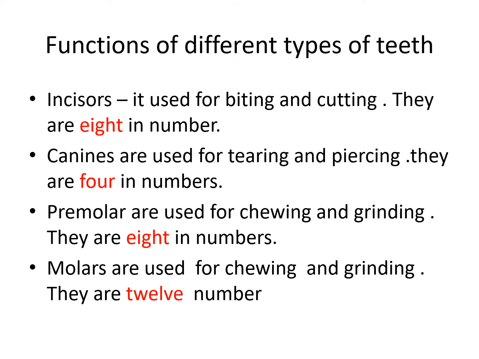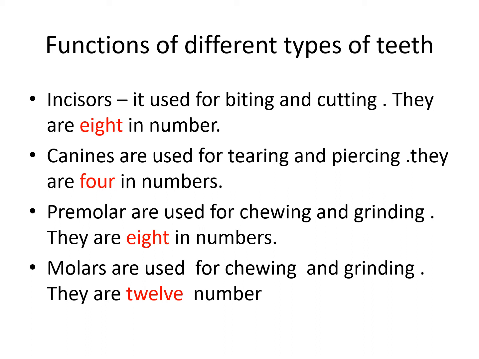The number of incisors is 8, meaning that we have 4 in the upper jaw and another 4 in the lower jaw, making a total of 8. So if someone asks you how many incisors human beings have, you'll say they have 8 incisors. And what is the function of incisors? Incisors are used for biting and cutting.